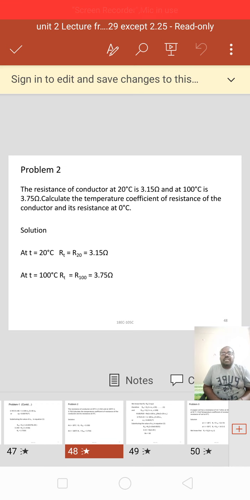Second problem: the resistance of a conductor at 20 degrees Celsius is 3.150 ohms and at 100 degrees Celsius is 3.75 ohms. Calculate the temperature coefficient of resistance of the conductor and its resistance at 0 degrees Celsius. Viewing the problem, we can deduce that at T equal 20 degrees Celsius, RT equal to R20 equal to 3.15 ohms. At T equal 100 degrees Celsius, RT equal to R100 equal to 3.75 ohms.